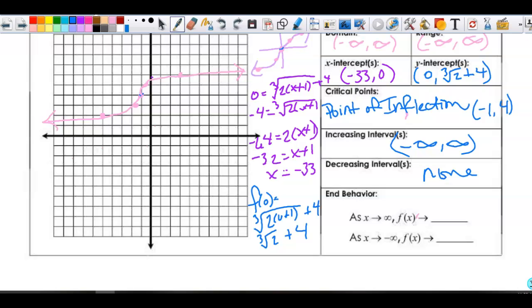For the end behavior, as x approaches infinity, f(x) approaches infinity. As x approaches -infinity, f(x) approaches -infinity. There you go. That is the end of part 1.